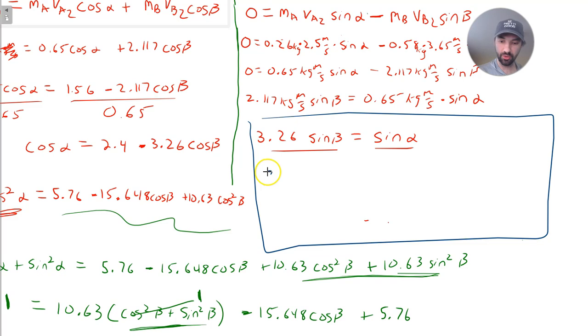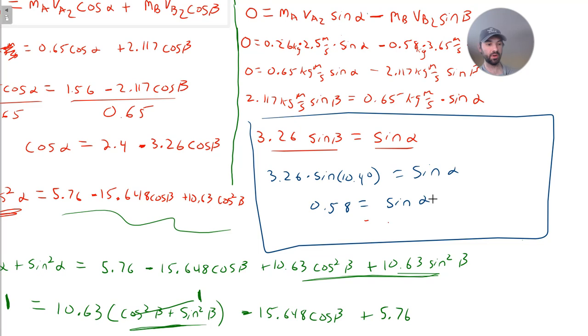And I'm going to say 3.26 times sine of 10.4 degrees equals sine alpha. So 3.26 times sine of 10.4, I find 0.58 equals sine of alpha. I do my inverse sine function, so now I do sine to the negative 1 of my answer. And I find that alpha is 36 degrees. And that seems pretty good at first.